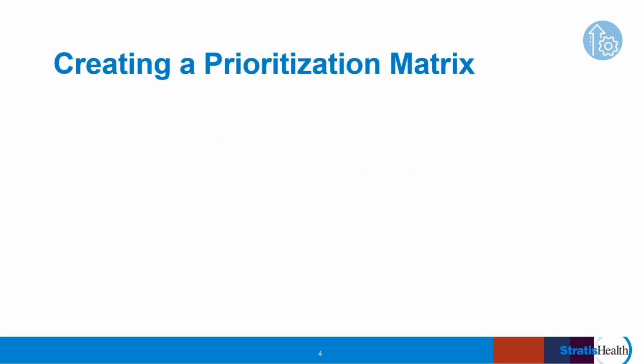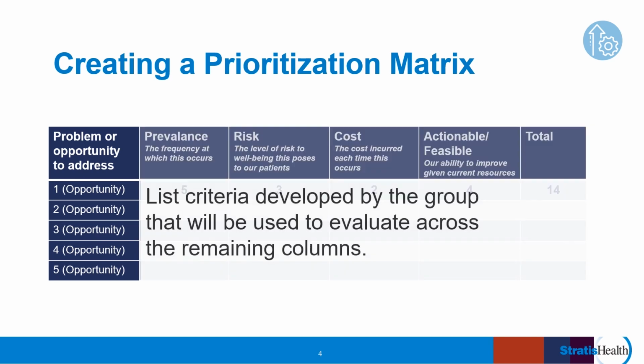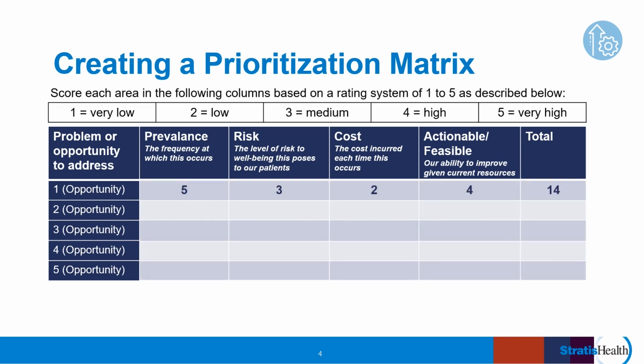To create a prioritization matrix, create a table with the opportunities or ideas listed down the far left column. Then indicate the criteria your team has chosen across the top of the remaining columns. The team then needs to create a rating scale for the criteria. This may be a 1 to 5 scale, for example, with higher numbers being higher priority.